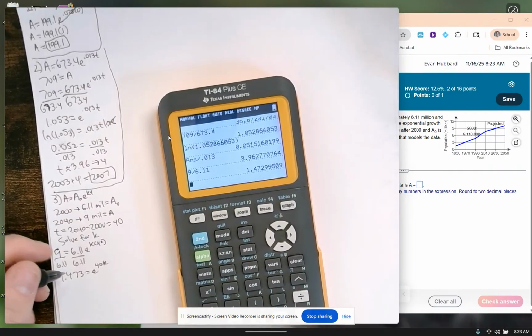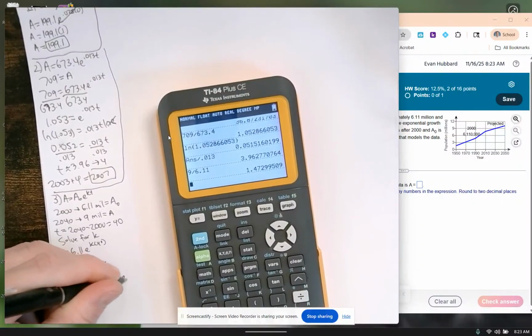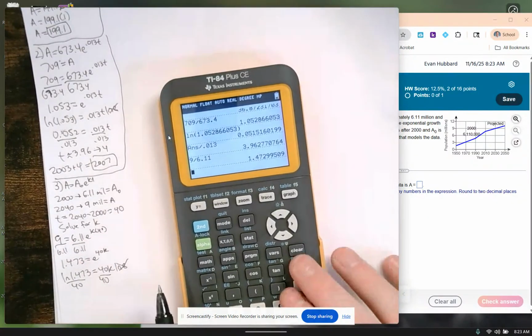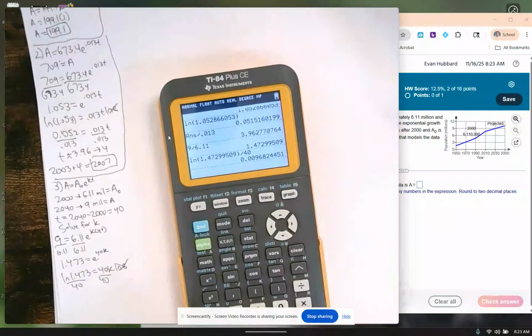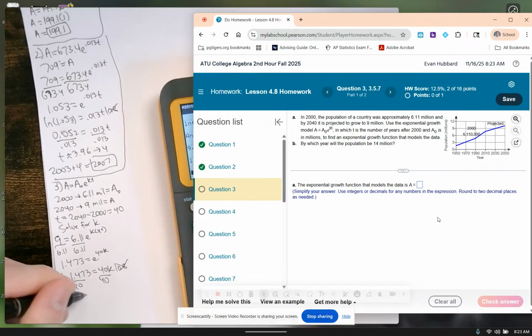Now we'll take the ln of both sides. So ln of 1.473 equals 40k ln of e. That cancels. So I'll just divide by 40, divide by 40. So I'm going to take the ln of this answer and divide it by 40. They want 2 decimal places, so 0.01. Okay, so k will be 0.01. So my model is going to be A equals your initial amount, which is 6.11, e to the 0.01 times t.